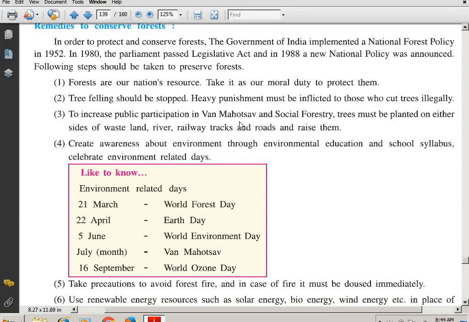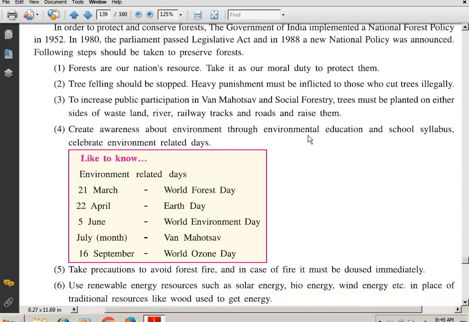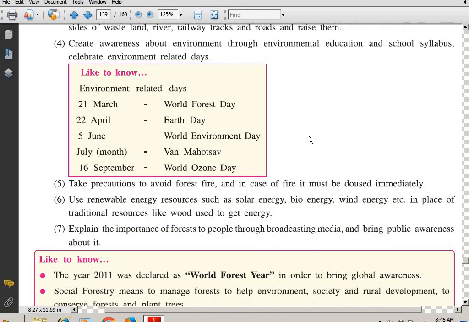And social forestry: trees must be planted on either side of the wasteland, rivers, railway tracks, and roads, and raised. So students, trees must be planted on either side of the wasteland, rivers, railway tracks, even on the road. Nowadays you get to see, even in Gujarat, we have done it so beautifully that in many places on the highways, nice plants have been planted. You need to do so. Have a look at the table, like to know. But before that, we'll finish the points.